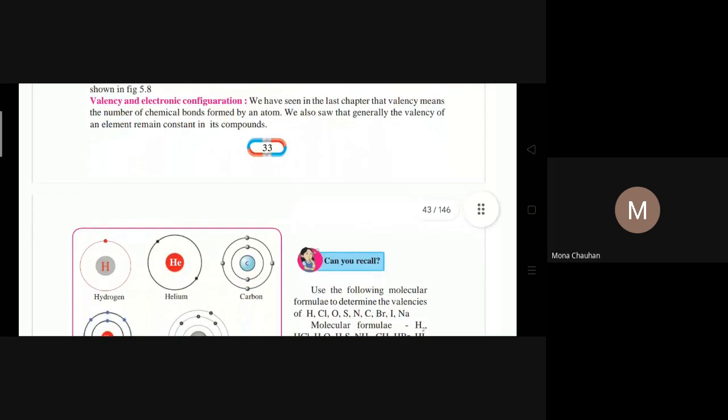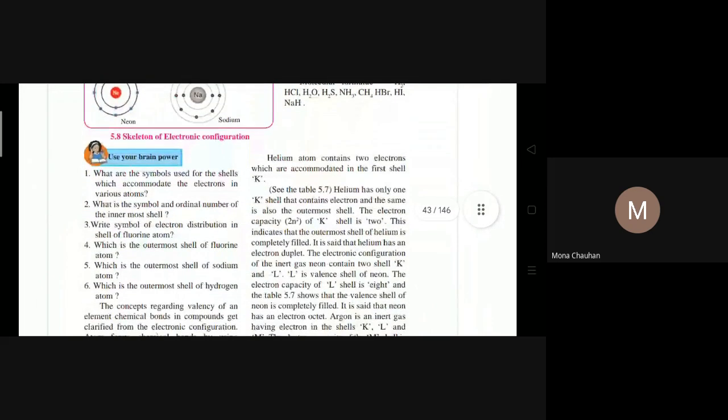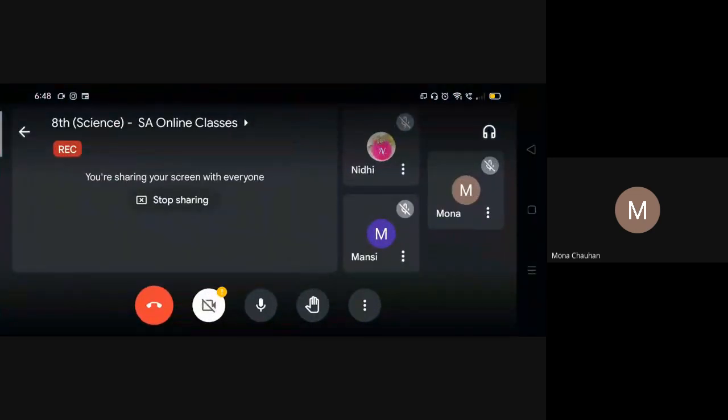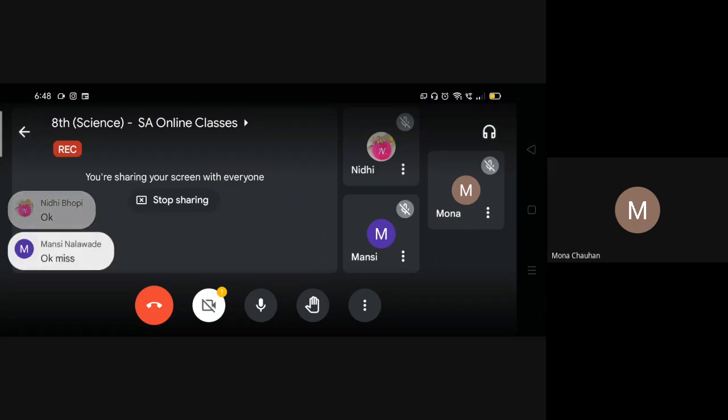Our next topic is valency and electronic configuration, that we will study in the next lecture. Do not take extra burden. What we have learned is how to write an electronic configuration and how to calculate that, in numerical form and in the shell form also.